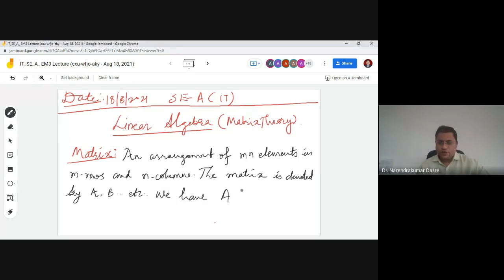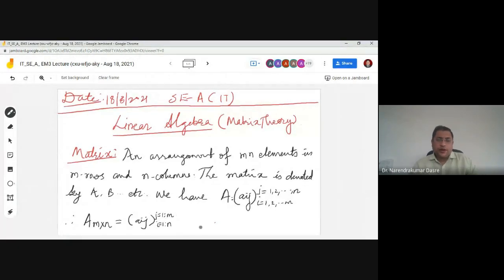So we have this matrix A is equal to Aij, where i is running from 1 up to M, because we have M rows, and j is running from 1 up to N, because we have N columns. We also write this as A is an M cross N matrix.